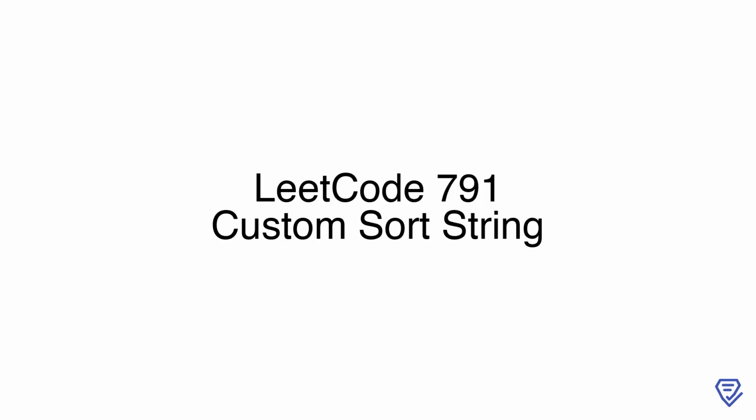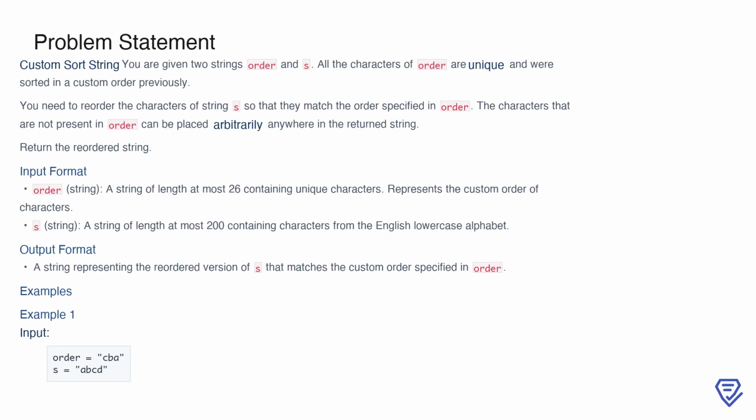Let's get started. In this problem, we are tasked with reordering the characters of a string based on a custom order defined by another string. Specifically, you are given two strings, order and s. The string order contains unique characters, and it defines the sequence in which characters should appear in the output. Your job is to rearrange the characters of s to match this custom order. Any characters in s that are not mentioned in order can be placed anywhere in the result.